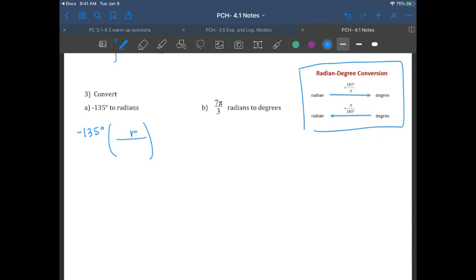So we have radians over, my parents just got here, you know, they're probably going to be loud.